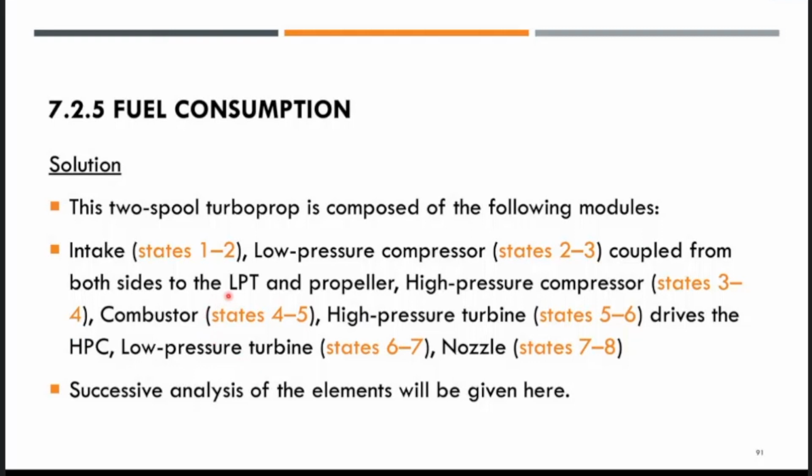So in terms of the solution, this two-spool turboprop is composed of the following modules. So you have the intake, which is state 1 and 2, low pressure compressor state 2 and 3, coupled from both sides to the low pressure turbine and propeller, high pressure compressor states 3 and 4, combustor state 4 and 5, high pressure turbine state 5, 6, which drives the high pressure compressor, and low pressure turbine state 6, 7, and nozzle is on state 7, 8. Okay, successive analysis of the elements will be given below.